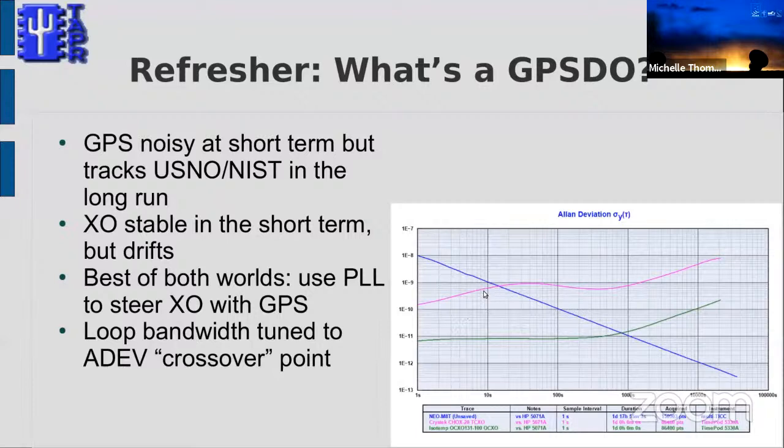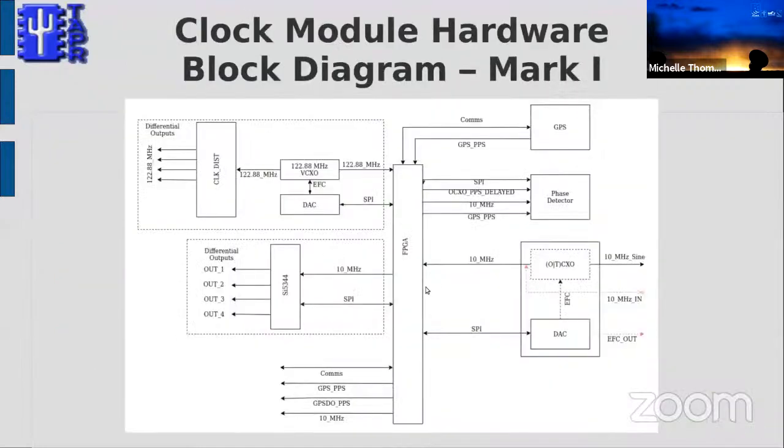You can see with a low quality oscillator, the crossover happens at a shorter time interval. This is about 15 seconds. With a higher quality oscillator, the crossover happens later, and you need a much narrower loop bandwidth to take advantage of that. This is a diagram of the Mark I clock module that I was working on last year. I won't spend any more time on this other than to say that it's complicated and it had an FPGA, which means lots of ugly programming.